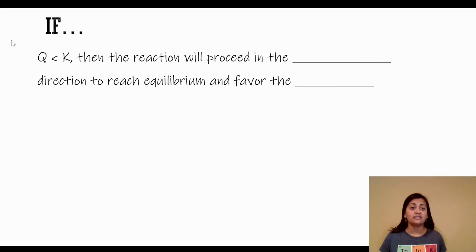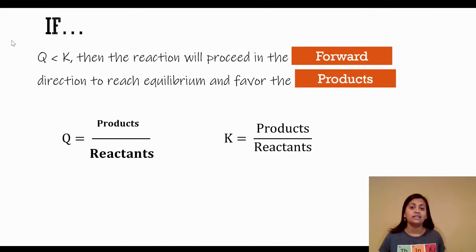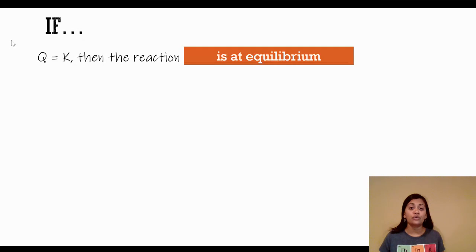The opposite, Q is less than K, we end up seeing that the reactants are going to be larger for Q. So therefore, we're going to shift this reaction towards the product, or towards the forward reaction. If K is equal to Q, then we know the reaction's at equilibrium.